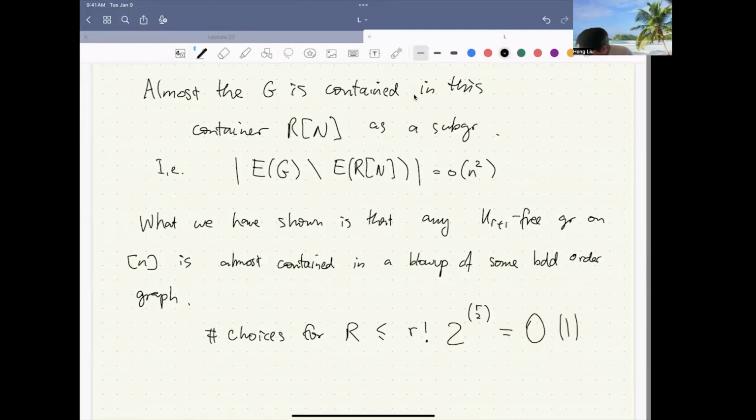This is constant, depends only on epsilon and m. And m usually we choose it as a function of epsilon. So this really is just a function of epsilon, bounded size.